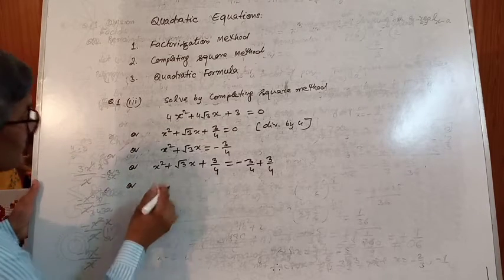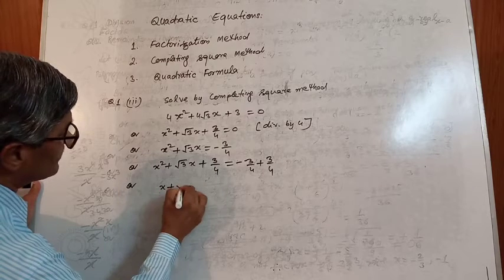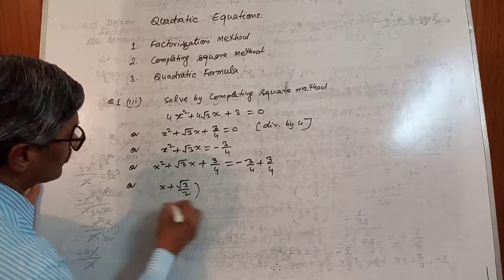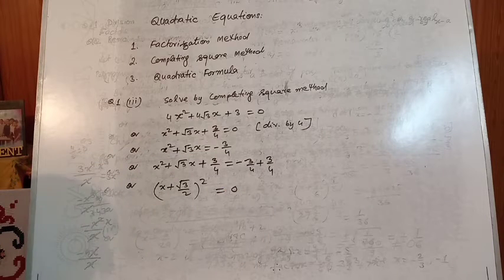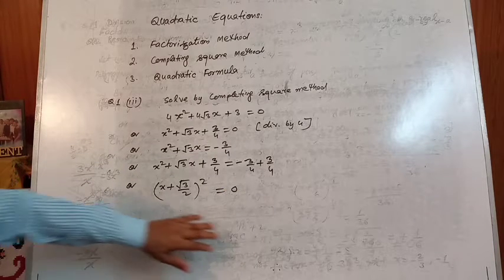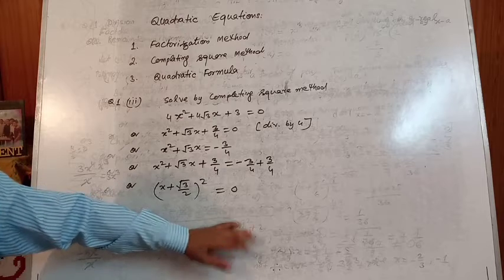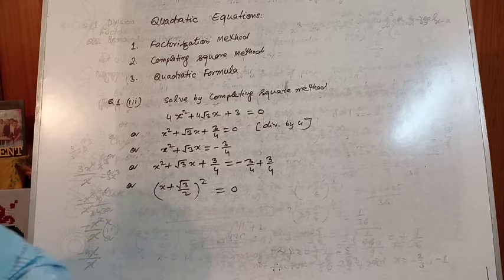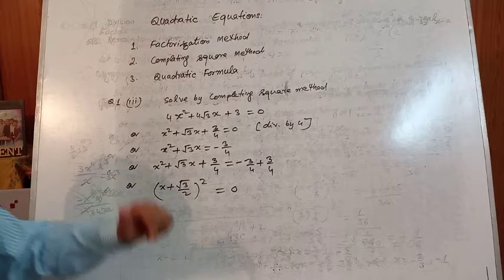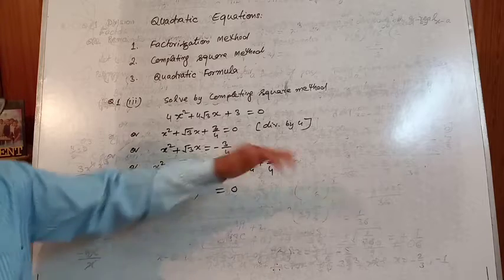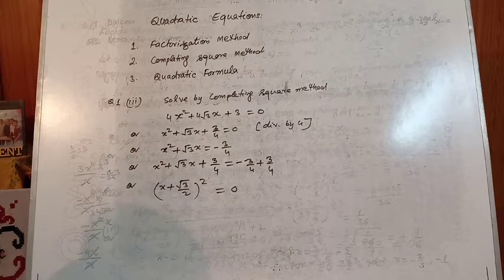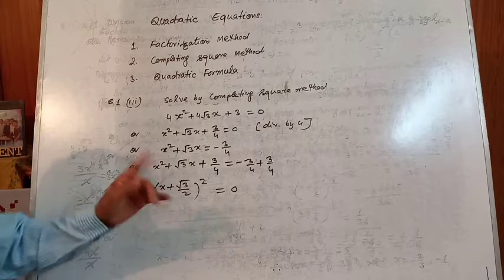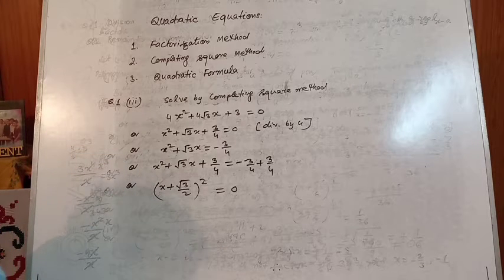Here this will become a whole square, x plus root 3 by 2 whole square equal to 0. We are getting 0. For real roots to be possible, it should not be negative. If it is 0 then real roots are possible, or if it is greater than 0 then also real roots are possible. If it is greater than 0 we get 2 zeros, and here we are going to get one repeated 0.